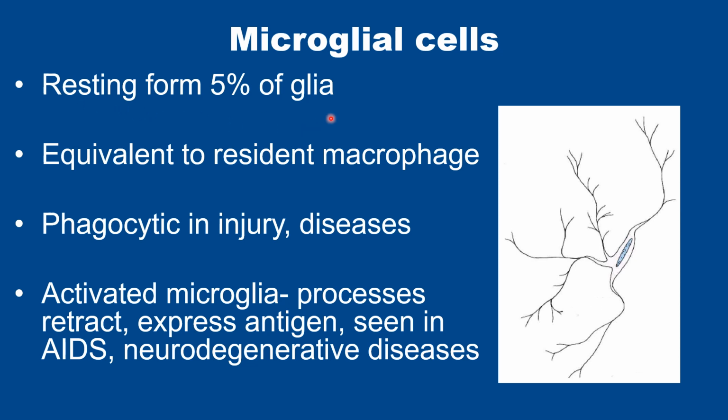The resting form of microglia, which is present in the normal brain, forms 5% of the glial population. They are equivalent to the resident macrophages. They are phagocytic in nature after injury or diseases. Activated microglia retract their processes. They express antigen and they are mainly seen in AIDS and neurodegenerative conditions.